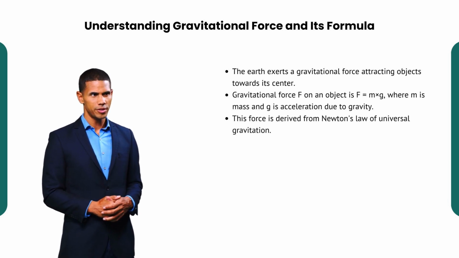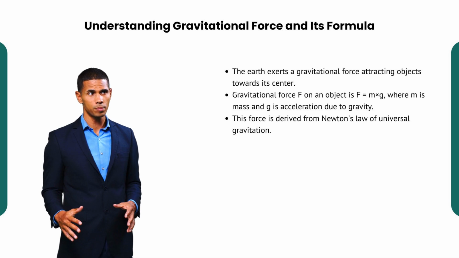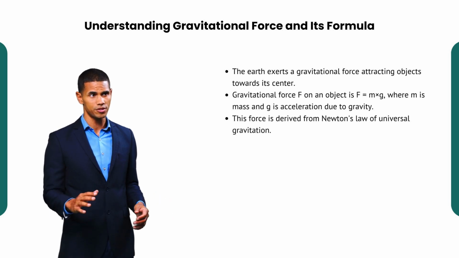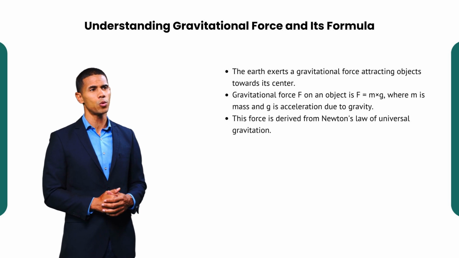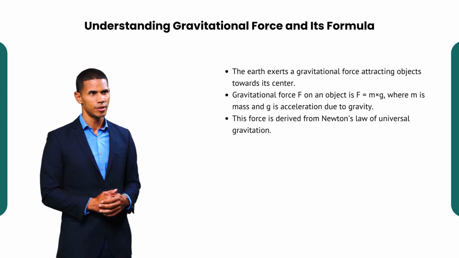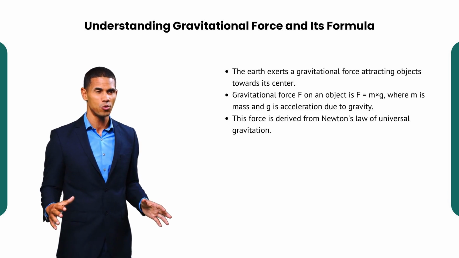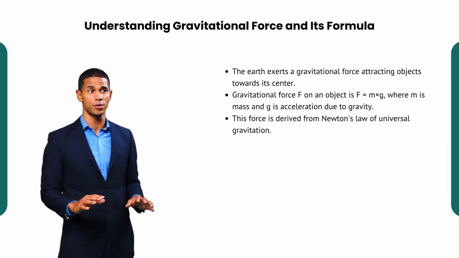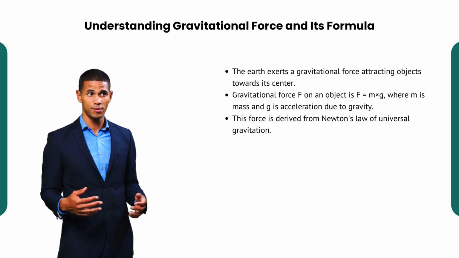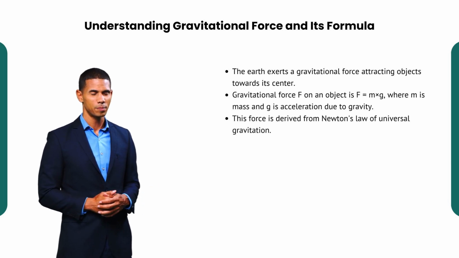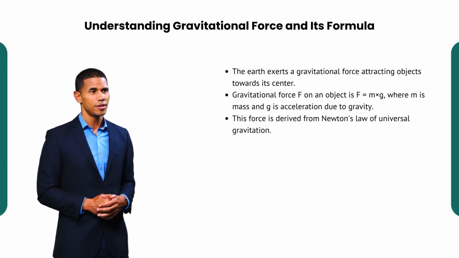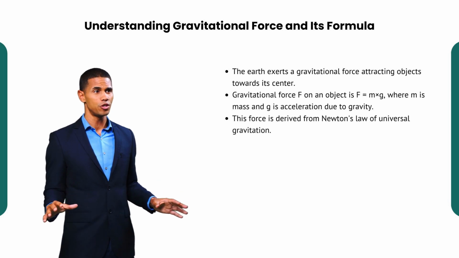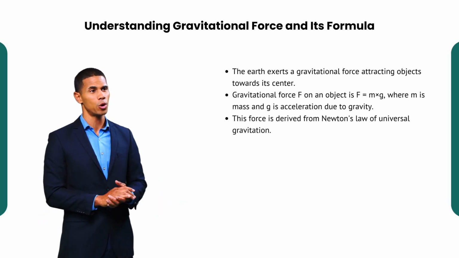The formula is F equals G times M times m divided by D squared, where F is the gravitational force, M is the mass of the Earth, m is the object's mass, D is the distance between the object and Earth's center, and G is the universal gravitational constant. From here, we express the acceleration due to gravity g as g equals G times M over D squared for objects close to Earth's surface. Distance D equals Earth's radius R, so g equals G times M over R squared.